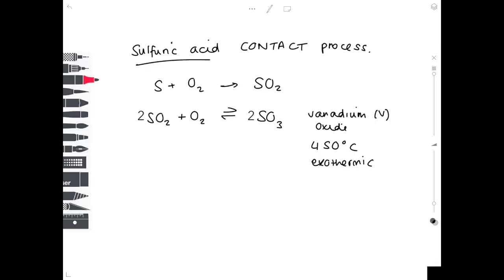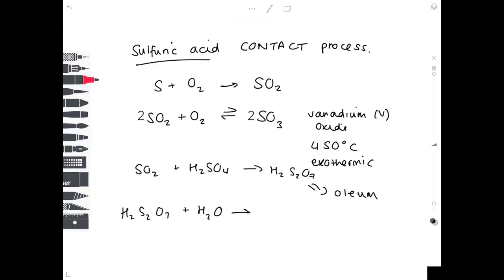At this point, we have our sulfur trioxide, and we can't just convert it to sulfuric acid by adding water because it creates a horrible fog. So instead, weirdly, you have to get that sulfur trioxide and react it with pre-existing sulfuric acid, H2SO4, to form H2S2O7, which we call oleum, or fuming sulfuric acid. And then we take that oleum, H2S2O7, we add water to it, and then we can produce plenty of sulfuric acid.